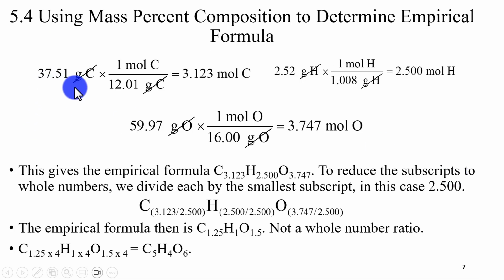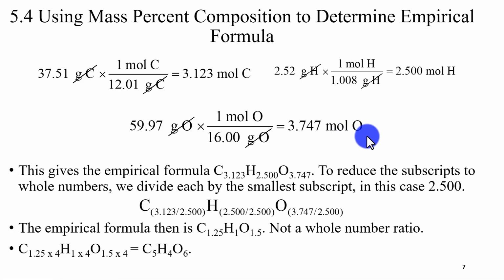This is what we've done here. So I took the mass in grams of carbon. I used the molar mass of carbon to convert to moles. Note that this is found underneath carbon in the periodic table. Use the flow chart if you have to until you get confident with how to set up the conversion factor. When I go from grams to moles, I divide by the molar mass. When I go from moles to grams, I multiply. And I do the same thing for hydrogen and oxygen. So dividing by the molar mass will give me 2.5 moles of hydrogen and 3.747 moles of oxygen.